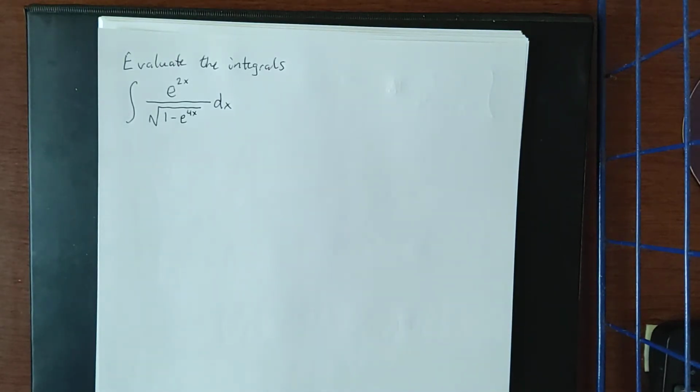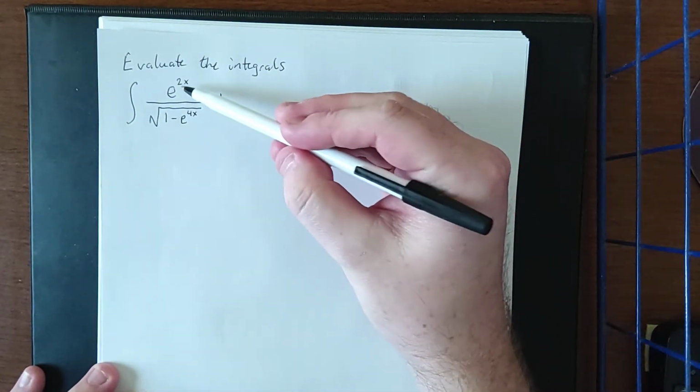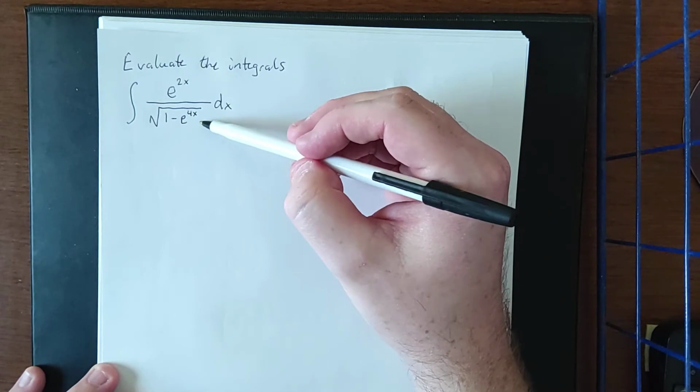Next up, we're going to combine some u substitution in here with our inverse trigonometric forms. First up, we have the indefinite integral of e to the 2x over the square root of 1 minus e to the 4x all times dx. Now, a big thing to look for in this one is situations where you see that something appears to be the square of something else.